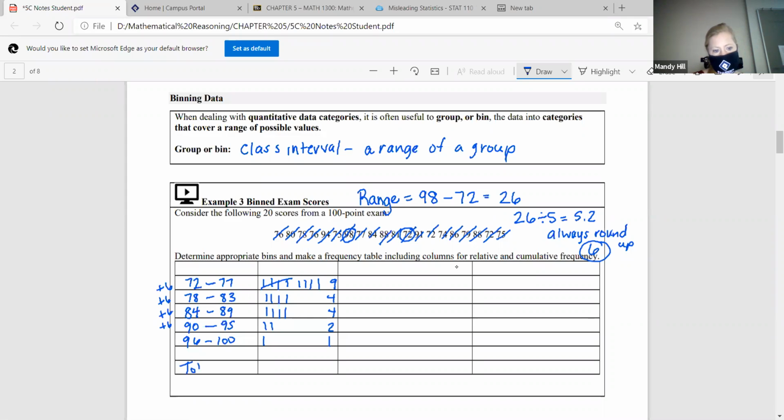I'm going to put down here total. So this is 20. This is my frequency. Okay, so if you're doing your survey, these are the answers you find. This is exactly the way you're going to go about doing this on your project. So the next thing, it also says it wants us to find the relative frequency.